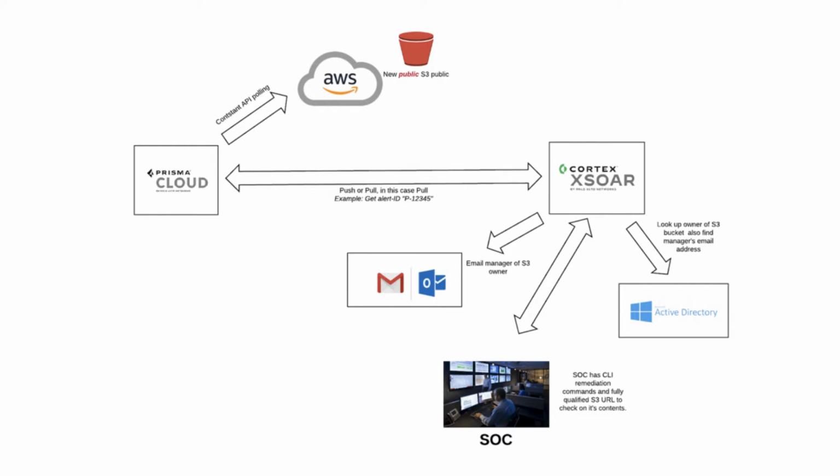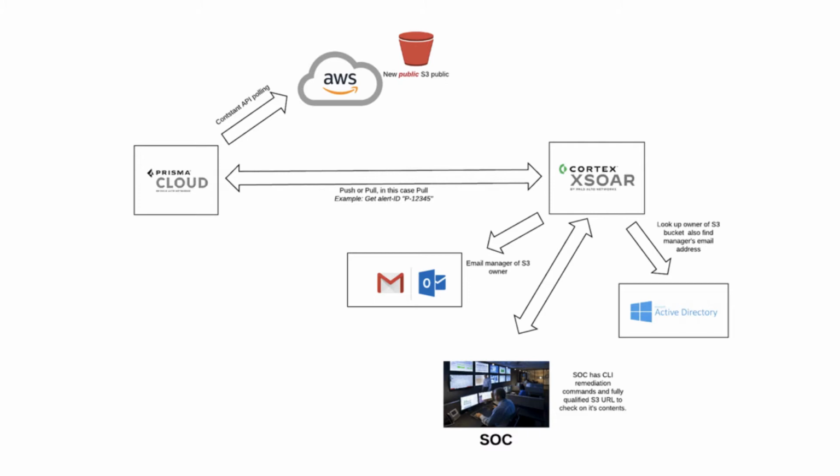Cortex is going to pull that in, parse it. From there, we've decided in our playbook to email the manager of the S3 owner. And so what we've done, we take the Amazon username, the owner, and we will find the user's manager in Active Directory, email the user and the manager and alert them that they've just created a public S3 bucket and it's against corporate policy to not follow the dictated policy by the corporation.